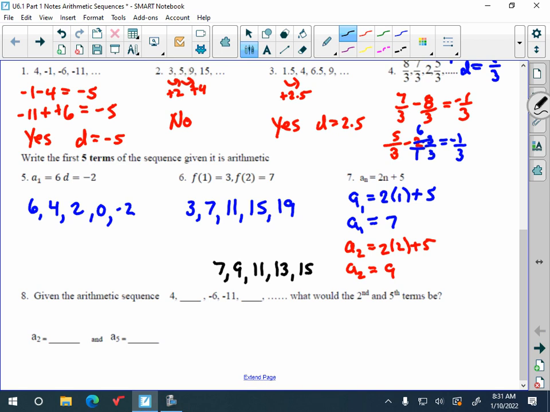All right, number 8. Given the arithmetic sequence, 4, blank, negative 6, negative 11, and blank, what would the second and fifth terms be? So we have the first term, we have the third and the fourth. So what would the second term have to be then? Yes? -1. Okay.